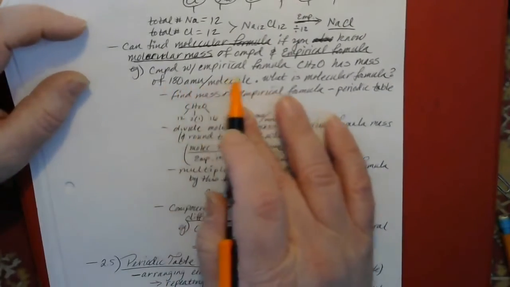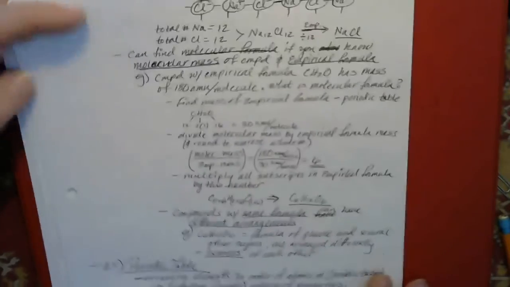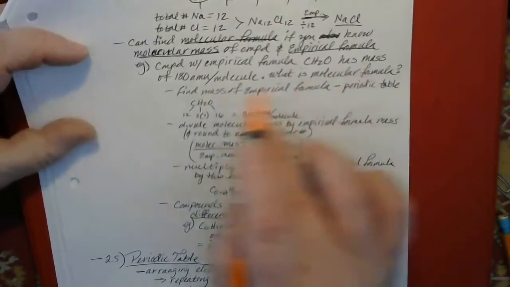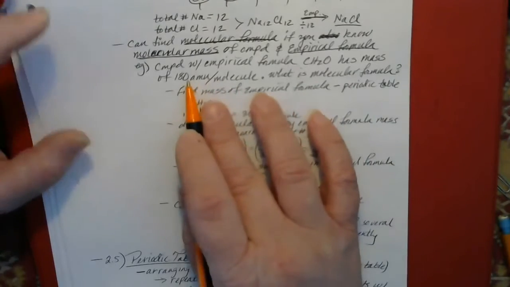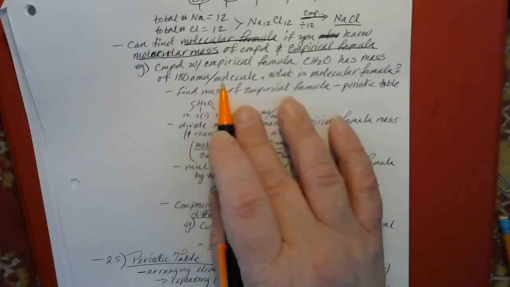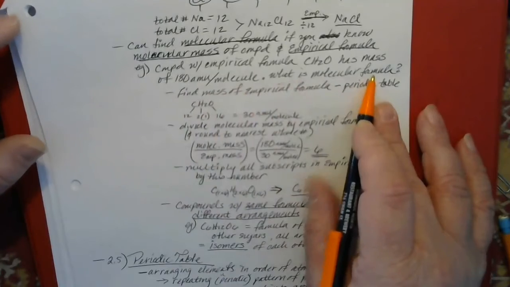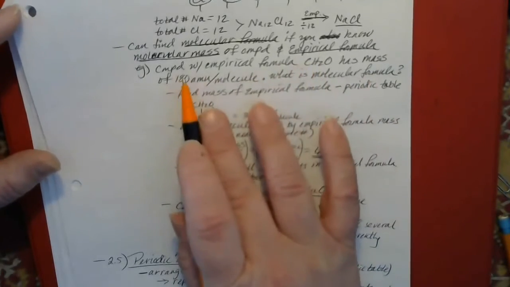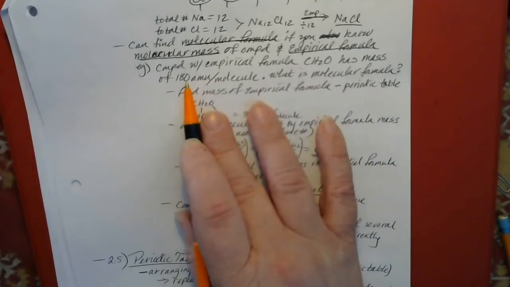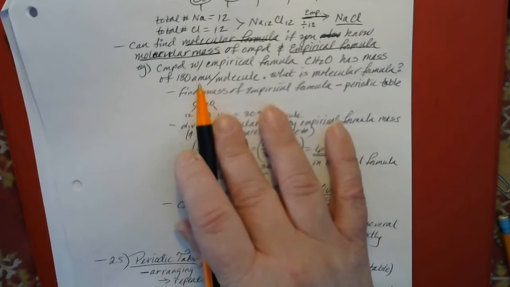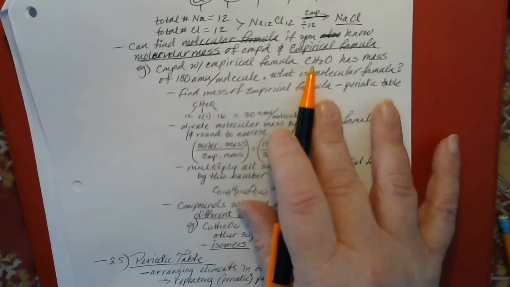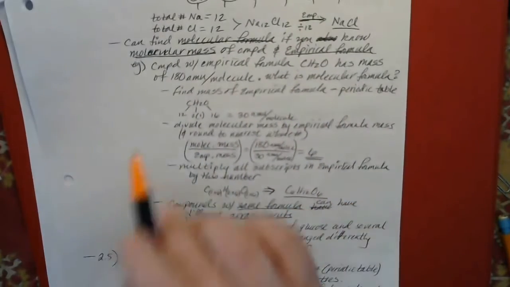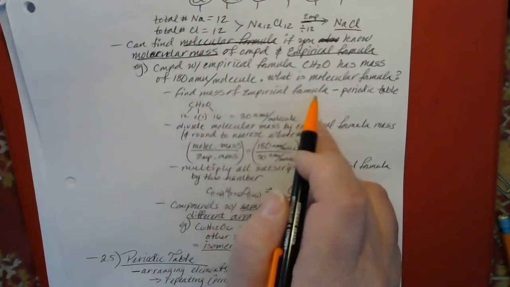If we have a compound with an empirical formula of CH2O, and we know that each molecule of the compound has a mass of 180 atomic mass units per molecule, what is the molecular formula? Well, we've got the empirical formula, and we've got the mass of an actual molecule of the compound. We know that whatever the formula for the molecule is, it's going to be some whole number multiple of the empirical formula. And the way that you find out what that whole number is, first of all, you have to find the mass of the empirical formula.